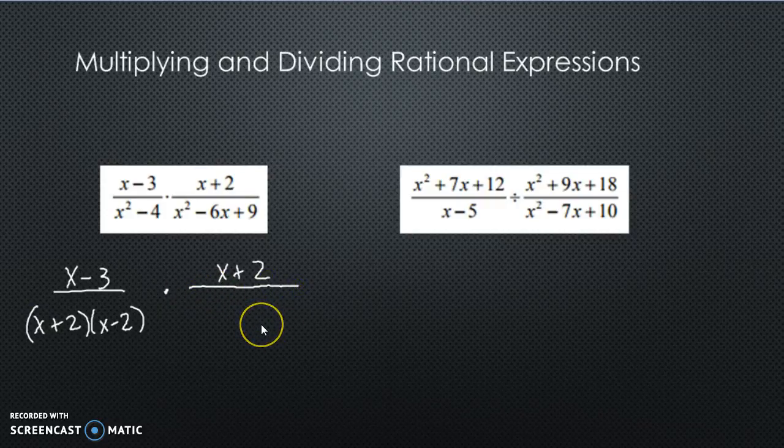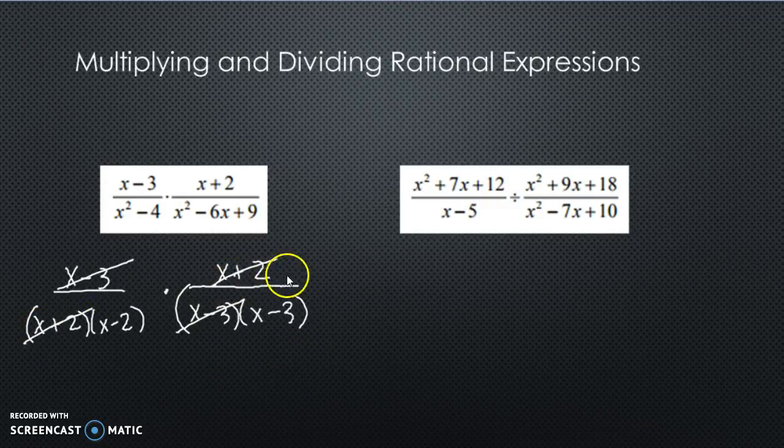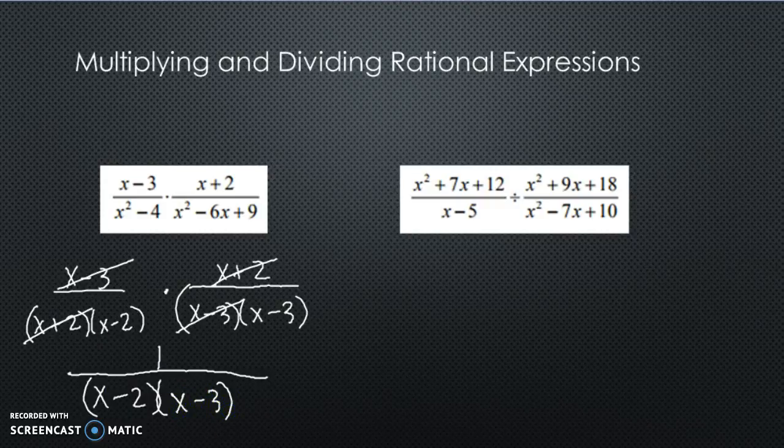Then I have a plain Jane trinomial. So for the plain Jane trinomial, we're going to multiply to c, add to b. So I want to multiply to 9, add to negative 6. So that's going to be x minus 3, x minus 3. Then one of those x minus 3's cancels. X plus 2 cancels. So I'm left with nothing on top, so I have a 1. And then on the bottom, I have x minus 2 and x minus 3.